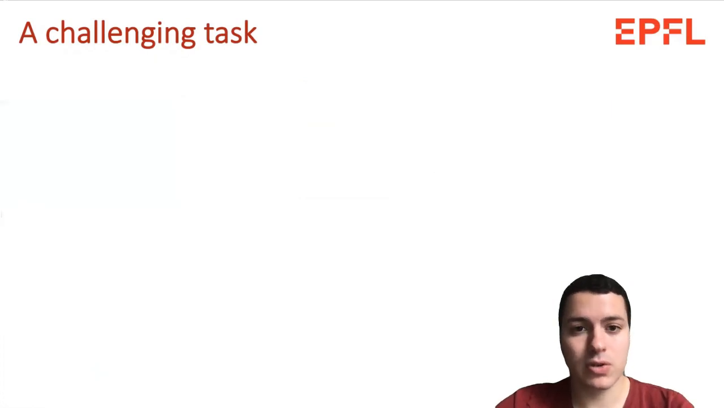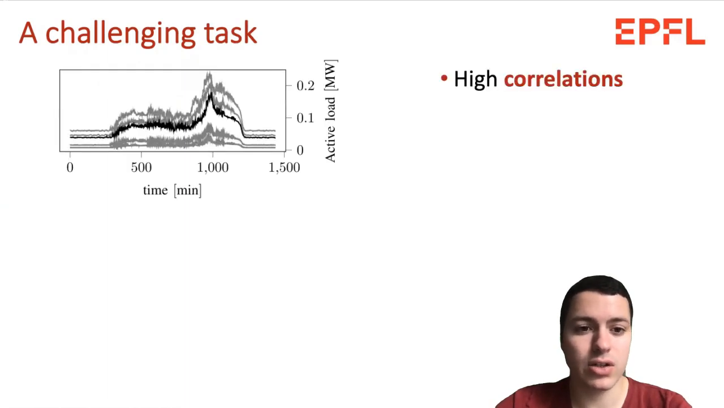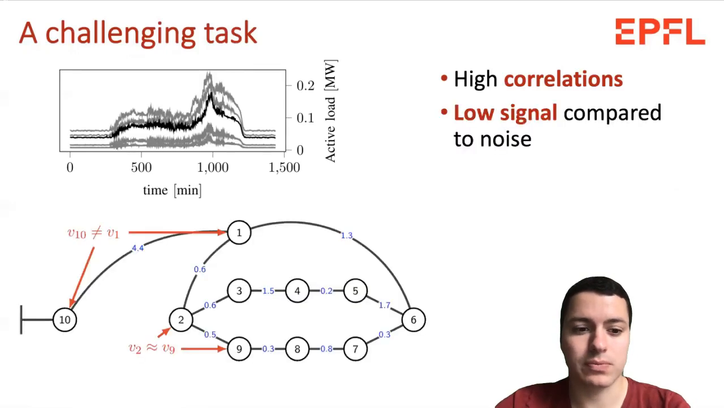Alternatively, you can put sensors on the grid and do this automatically, but this is also a very challenging task due to the high correlations between the load profiles and the low signal-to-noise ratio. Power lines have a very high admittance, which means if the line is long enough, you may have some voltage drop, but for very short lines, you don't. And in distribution grids, you have many short lines compared to transmission grids.